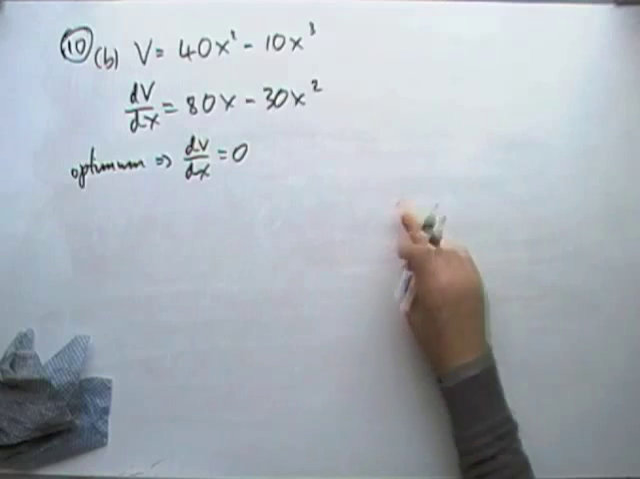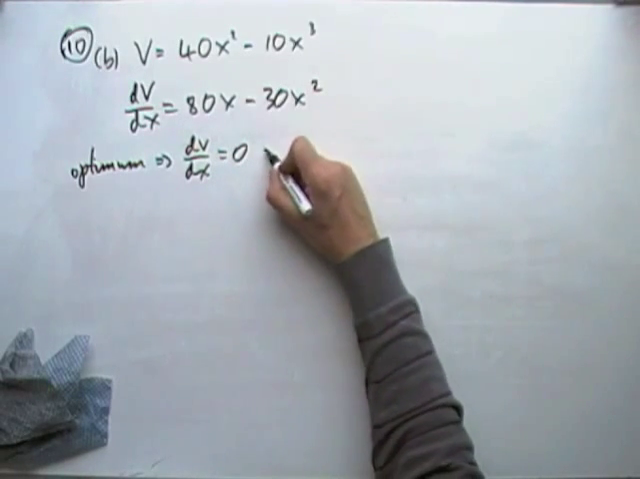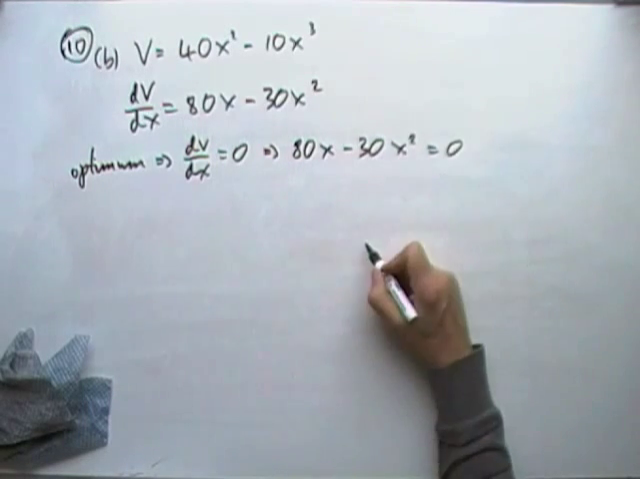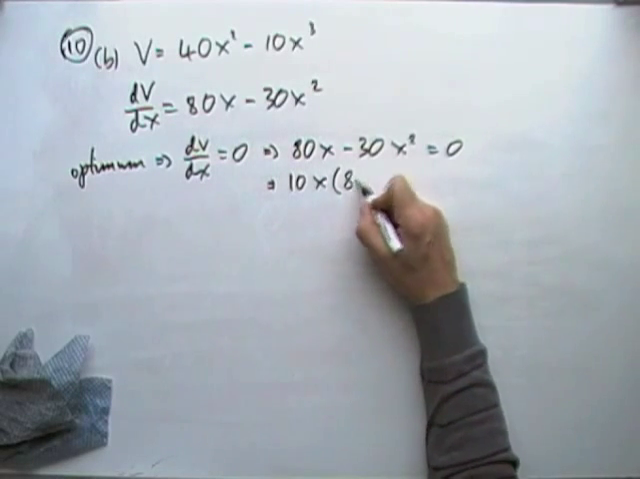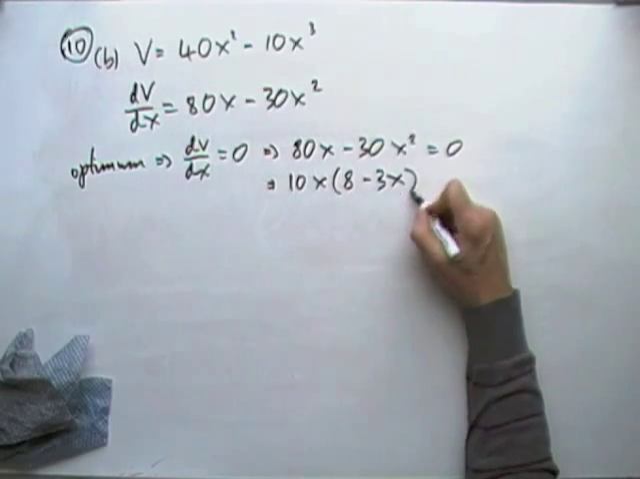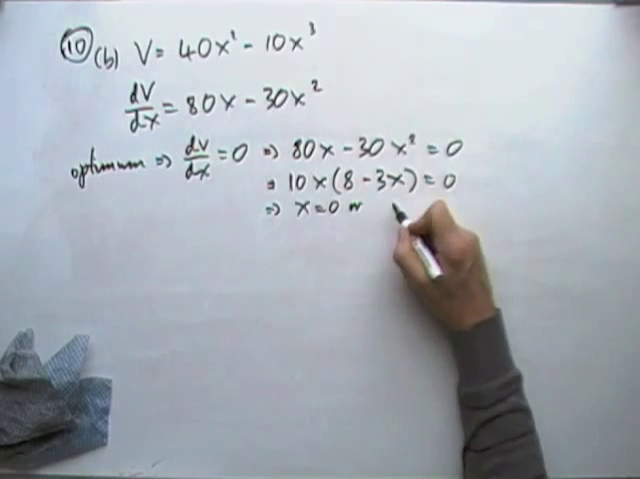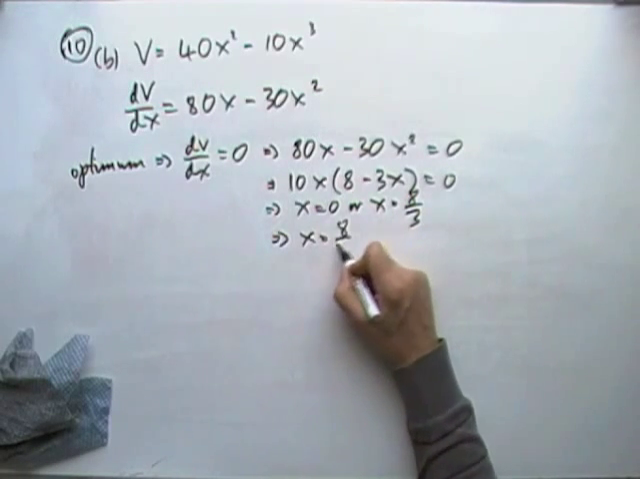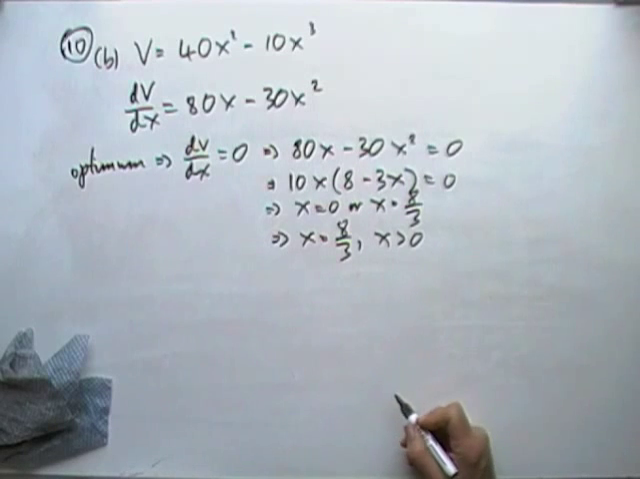If it takes a turn, then that could be it instead. So find that optimum value equal to 0. That means 80x minus 30x squared should equal 0. So 10x comes out as a factor, leaving me 8 minus 3x equal to 0, which means either x is 0, which it can't be, or x equals 8 upon 3, which means the only answer is 8 upon 3, since if x was 0, there wouldn't be a box here at all.